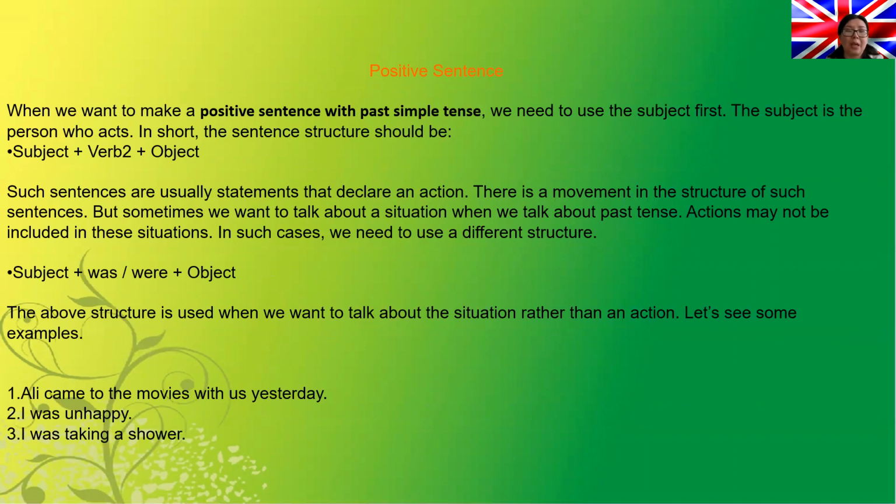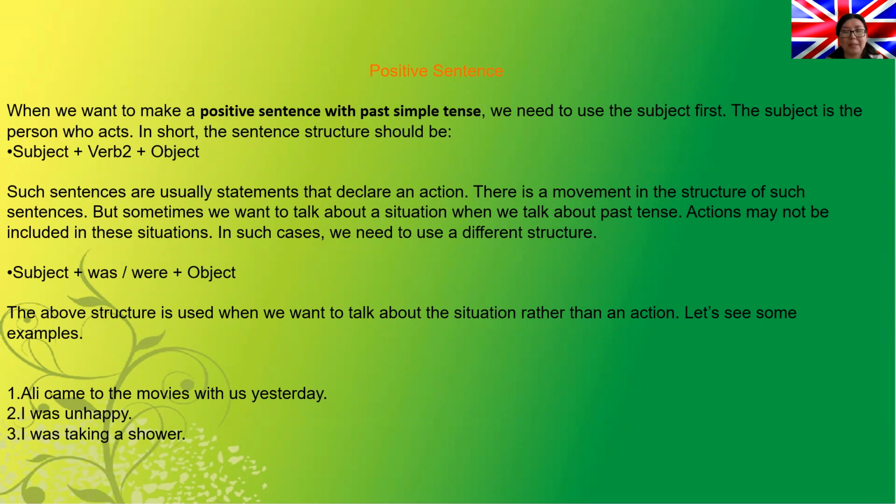Positive sentence. When we want to make a positive sentence with the past simple tense, we need to use the subject first. The subject is the person who acts. In short, the sentence structure should be subject plus verb plus object. Such sentences are usually statements that declare an action.